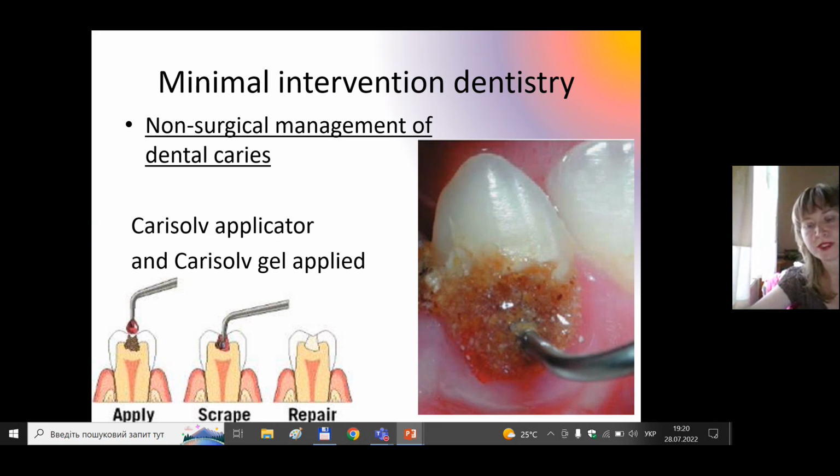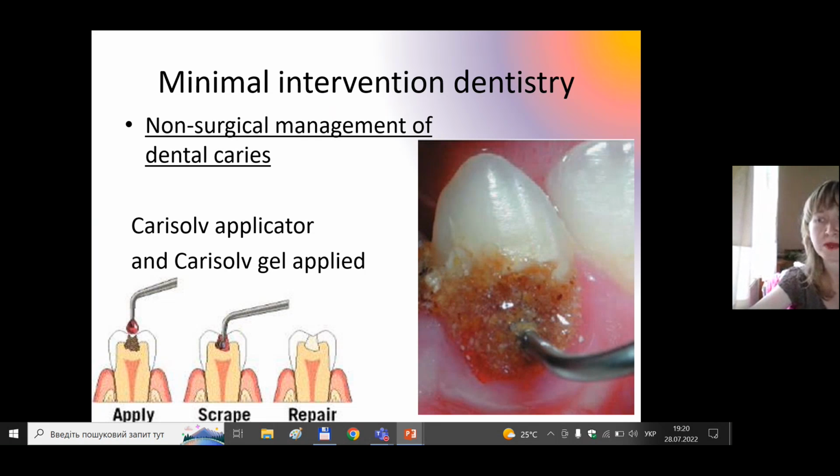Atraumatic restorative treatment, together with Caries Solve technique and HealOzone, is used. It is something like a compromise. We have surgical management of tooth decay and non-surgical management. So actually minimal intervention dentistry is non-surgical management of tooth decay. So the ART technique I have discussed. Caries Solve is another possible option that can be used.